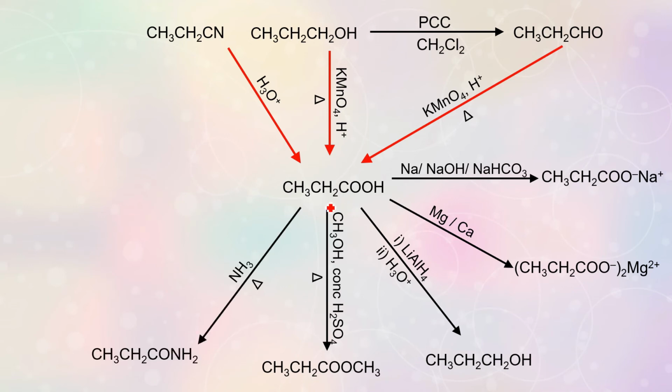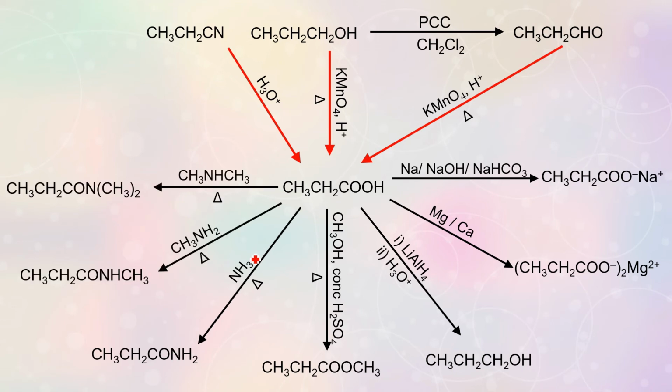Carboxylic acid reacts with ammonia to form a primary amide. It reacts with primary amines to form a secondary amide, while reacting with secondary amines forms a tertiary amide. Carboxylic acid will react with carboxylic acid in the presence of P2O5, heated, to form an anhydride molecule.